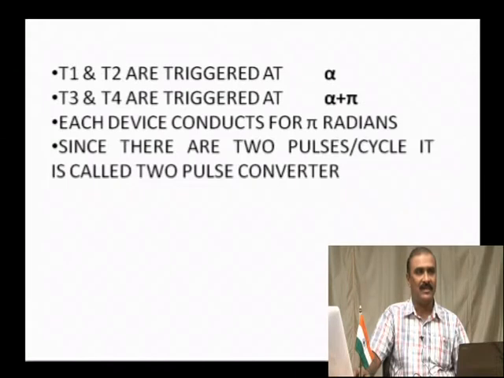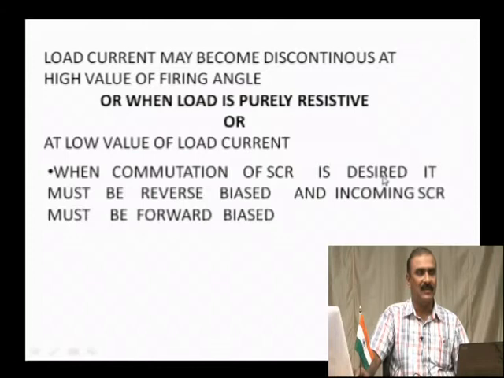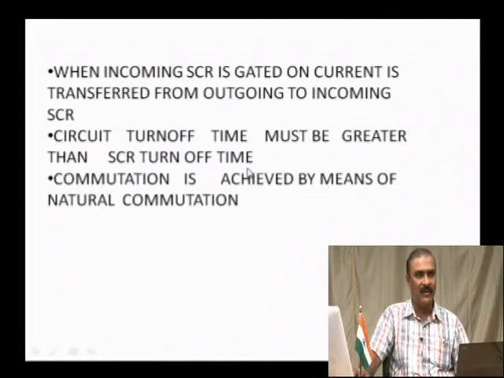So, these are the points. T1, T2 are triggered at alpha, T3 and T4 at alpha plus pi, and each device conducts for pi radians, with 2 pulses per cycle. We will come to that a little later. So, this is about the load current part of the controlled rectifier.